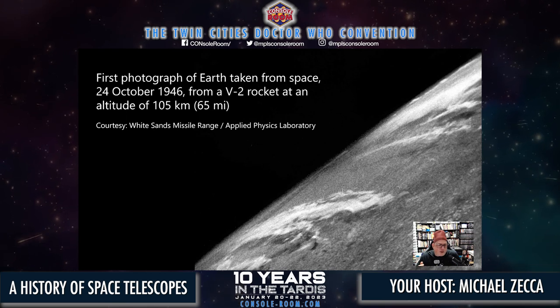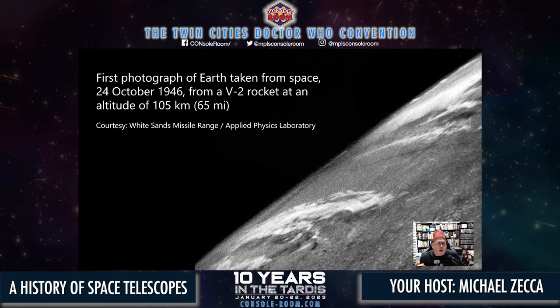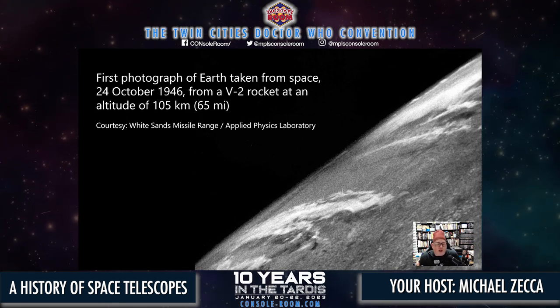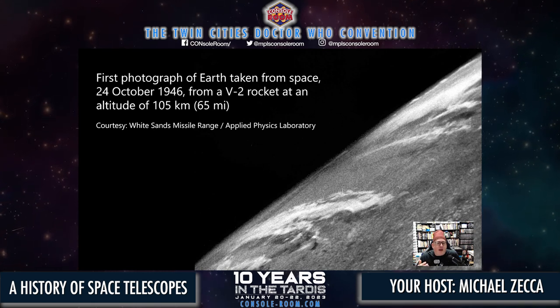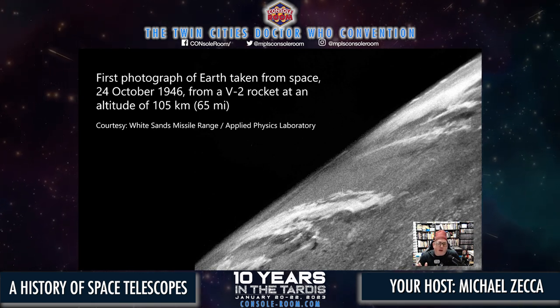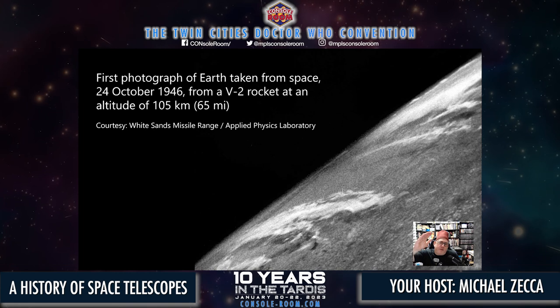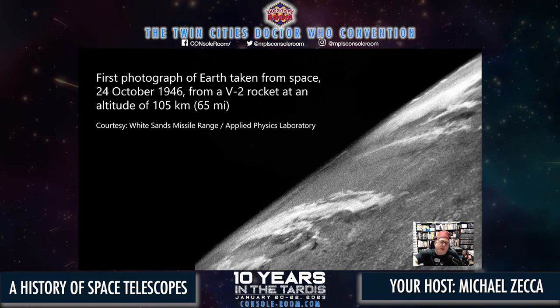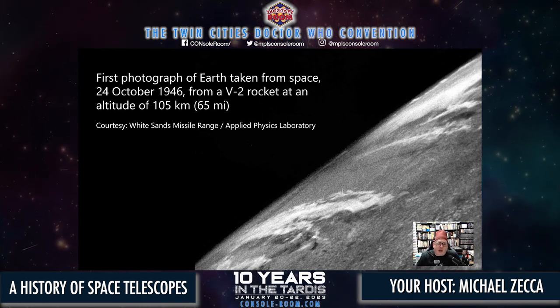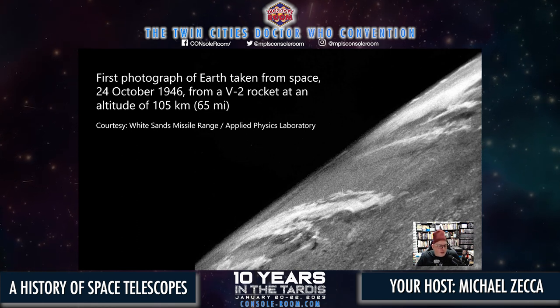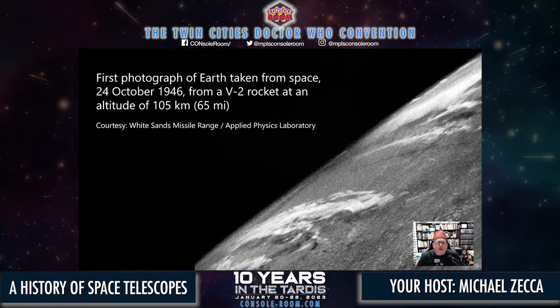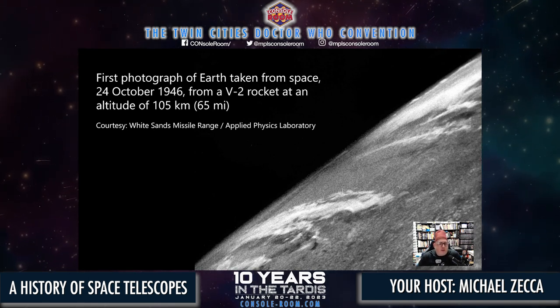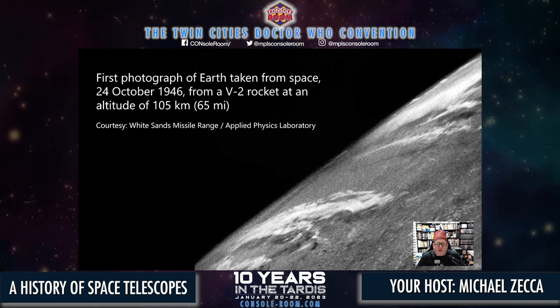It reached an altitude of 105 kilometers, about 65 miles. We're just creeping into space there. This is where our weather balloons go. This is where rockets still go to this day. And at the peak of its climb, so the rocket kind of goes straight up, at the peak of its climb, it's got a few minutes there where it's able to take a picture. And this was our very first picture taken from space of the Earth in 1946.